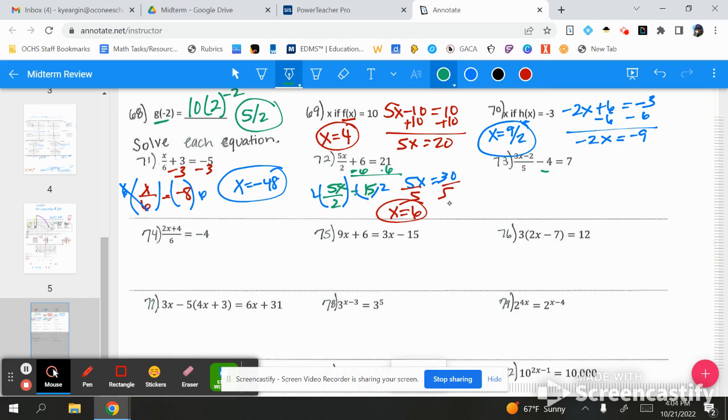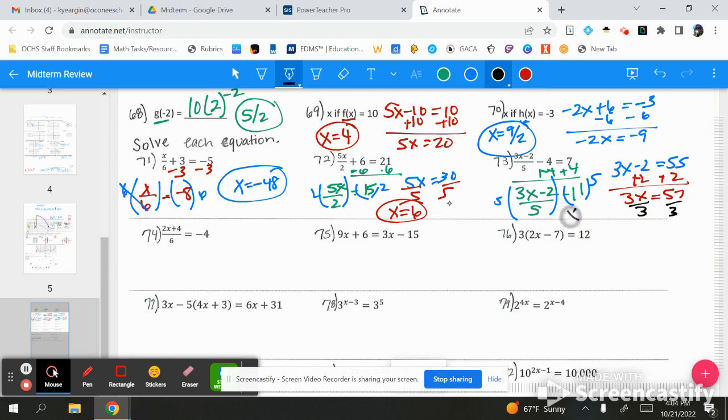Start by adding 4 to each side. So we have (3x minus 2) over 5 is going to equal 11. We got to get rid of the 5 in the denominator, so we multiply each side by 5. We get 3x minus 2 is going to be equal to 55. Add 2 to each side. 3x equals 57. Divide each side by 3. X will equal 19.